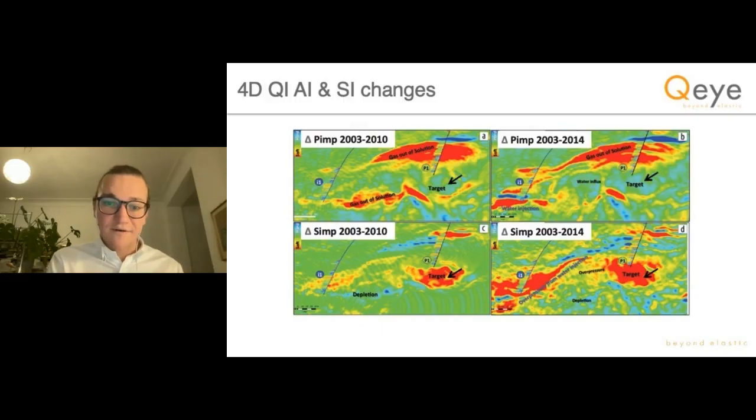Conversely, where we have this arrow at the base of this well, we have an area where there's minimal change in P impedance, but a very, very strong change in S impedance. And what that is telling us, based on the rock physics relationships that we were just looking at, is that this is probably a change due to a change in effective stress. And in fact, that this is probably a change due to overpressuring.